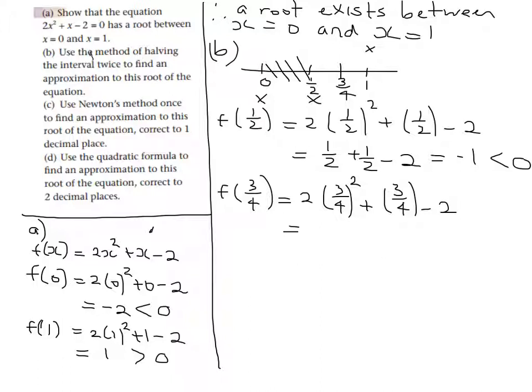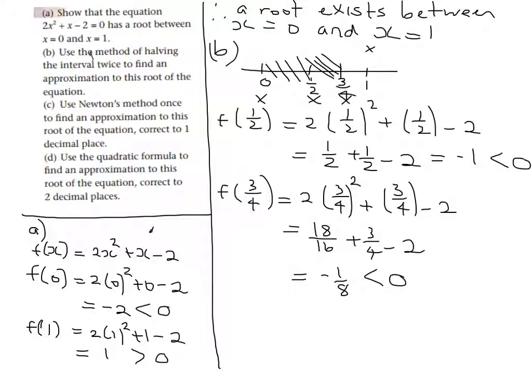So 3 squared is 9, so it's 18 on 16 plus 3/4 minus 2. And that equals minus an eighth, which I did do on the calculator, which is negative. So at 3/4, it's also negative, if you can see that. So we're going to cross out this area here. And what we've found is by halving the interval twice, that between 1 and 3/4 is where the root lies. That's part B. We'll do part C over the page, and that's using Newton's method.